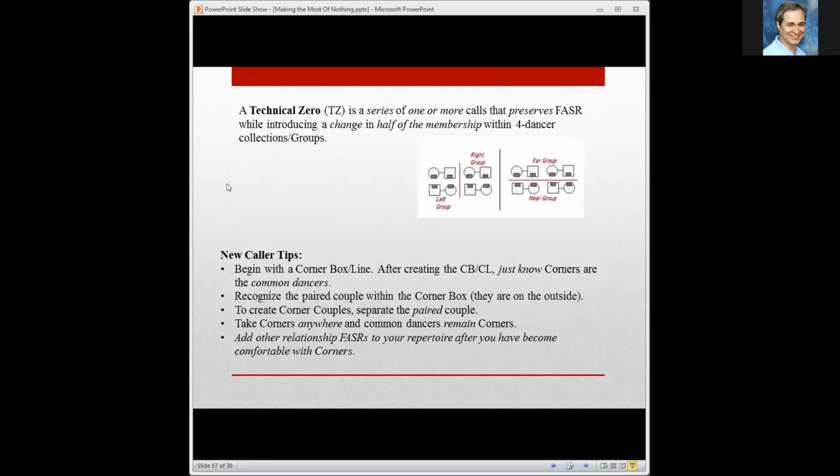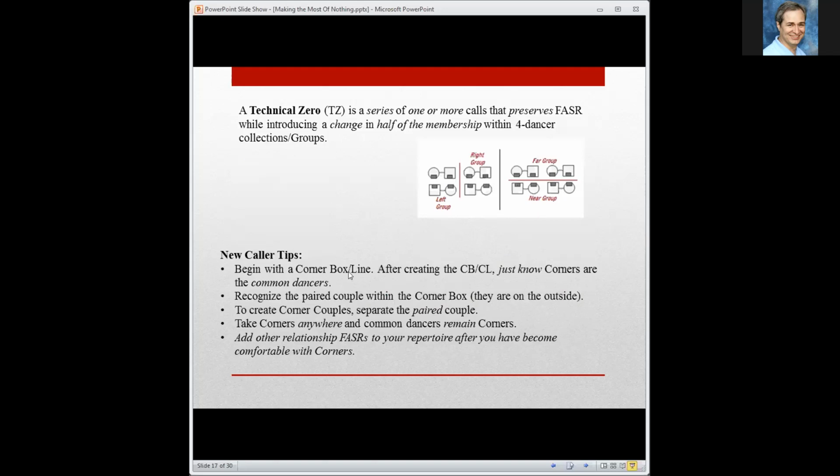Okay, a technical zero is a series of one or more calls that preserves the phaser while introducing a change of half in the membership. We just said that. So here's the idea of the groups. Basically, a foursome over here on the left, or a foursome on the right, or a foursome on the near side, or a foursome on the far side.